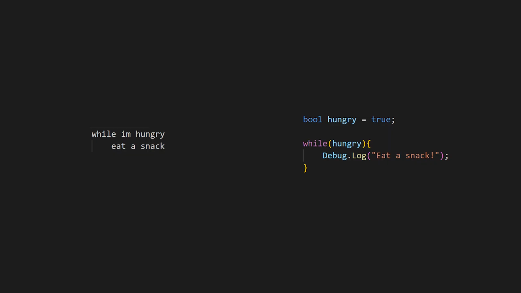Now the while loop is slightly different. It doesn't increment a certain amount of times, and it doesn't increment through a certain amount of objects. It just has a condition after the while statement. While that condition is true, it will run the block of code below it. So if we wanted to write a program to eat a snack, our while loop could look like while I'm hungry, eat a snack. Loops are a great way to process a lot of information in a short amount of code. Which brings me to my next point.